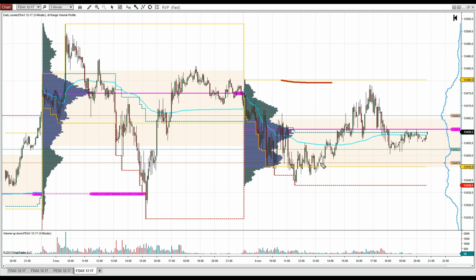So this line, or this yellow line, those are the initial balance high and low. You can see as it opens, it keeps track of the price until, in this case, 10 o'clock. That's when we define the end of the initial balance. So we see the selling pressure.